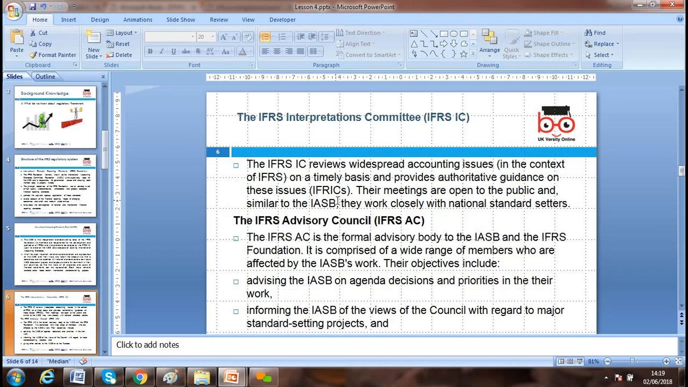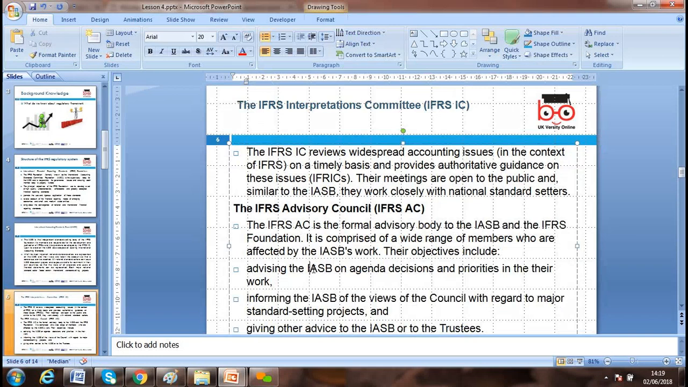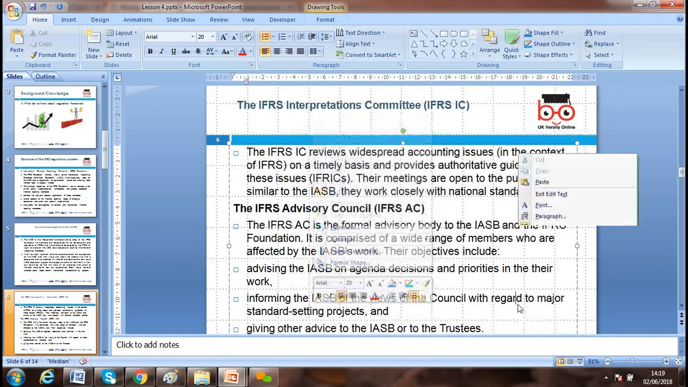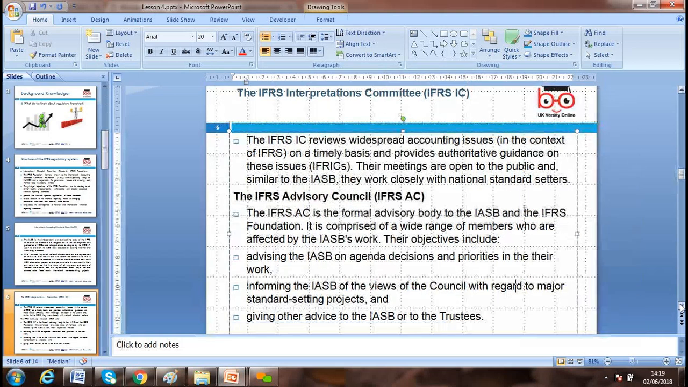The IFRIC is called the International Financial Reporting Interpretations Committee. These meetings are open and public and similar to the IASB. They work closely with the national standard setters. IFRIC is an advisory council. They have a separate council as well. The Advisory Council, formerly the Advisory Board, is a body of the IFRS Foundation. It comprises a wide range of members who are affected by the IASB's work. The objective is advising the International Accounting Standards Board on agenda priorities, meeting around, working together and setting the standards. Okay, these are all international regulatory bodies.